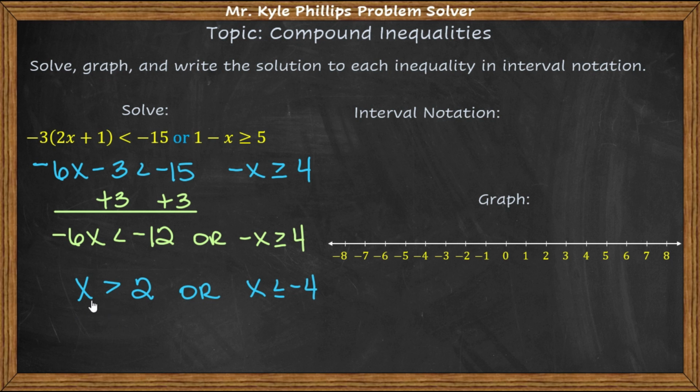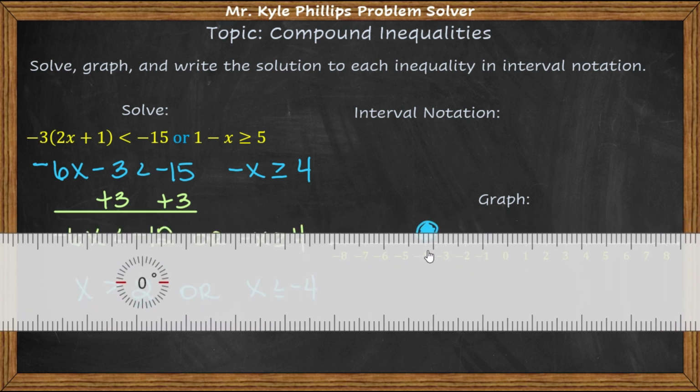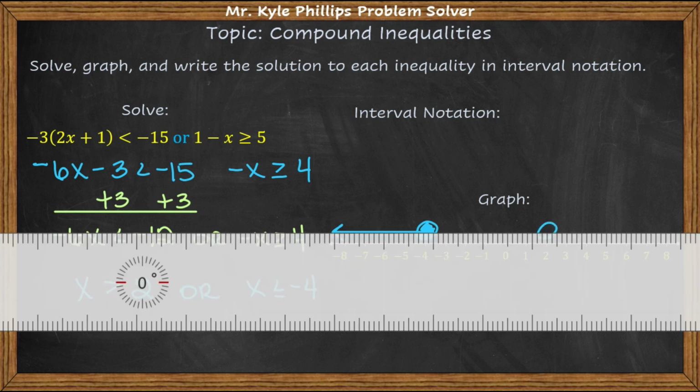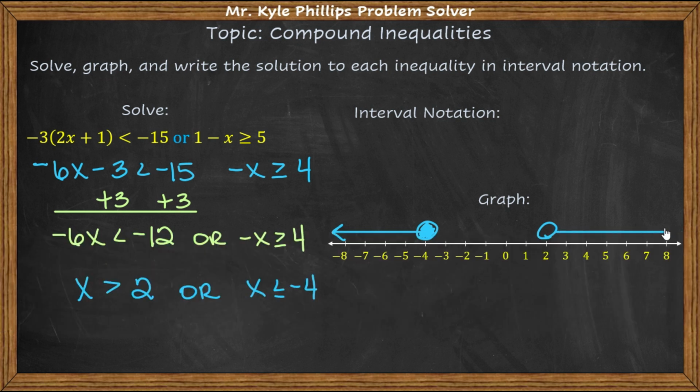So I want a value that is larger than 2 or smaller than or equal to -4. So here we have -4 that is included, and x must be smaller than or equal to -4. So here I can show all values to the left of -4, or I can pick a number that's larger than 2. I can't pick 2 because it says it must be larger than 2, or it could be any value that's larger than 2. So here, going to the right.